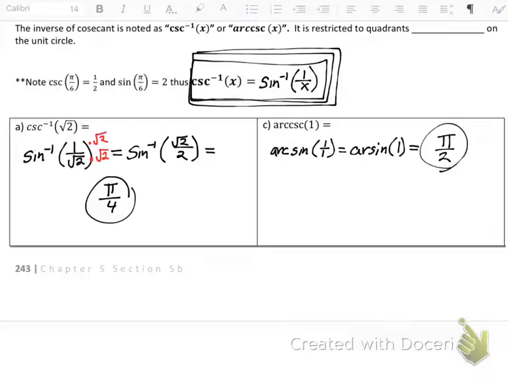Any questions on any of those numbers or how I did any of that? So it's just easiest if you just remember this. This fact will help you.